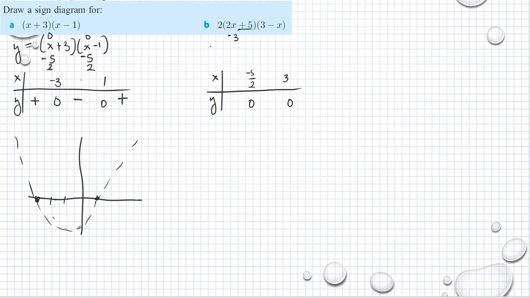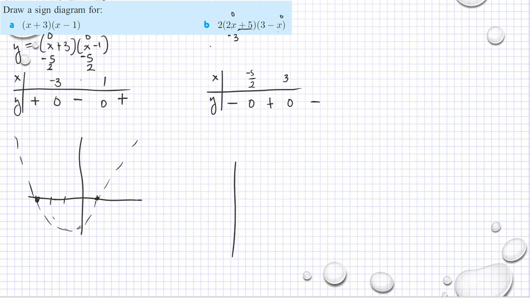This is negative, and this is also 0. Sorry, negative and 3 minus negative 3, that's positive. So negative times positive is negative here. If we try 0, so we have 0 here, this is 0, this is 0, so we have positive. And if we have more than 3, for example 5, this is positive, this is negative, so we have negative.